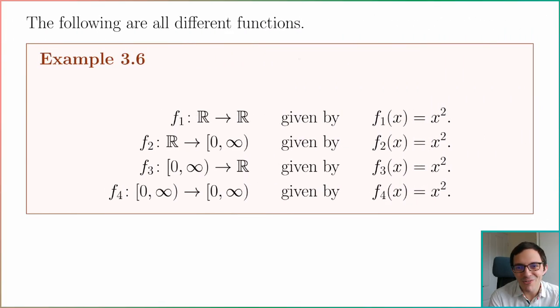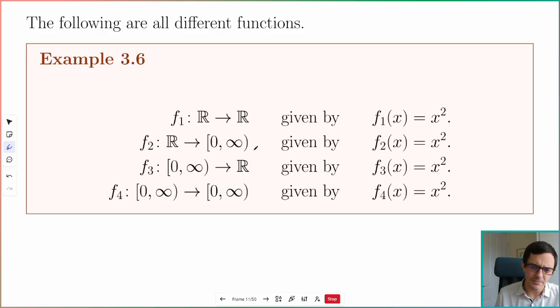Okay, so I've got 4 functions on the screen here, and all of them do the same thing to the number 3. They all agree that if the input is 3, then the output should be 9, but they're all different functions because they have different domains or codomains or both. So in some cases I'm talking about the unbounded interval that includes 0 and all positive numbers, and in some cases I'm talking about all real numbers. So remember, this notation with the square bracket includes 0, and with this infinity on the end means that it's unbounded, so it's everything that's greater than or equal to 0.